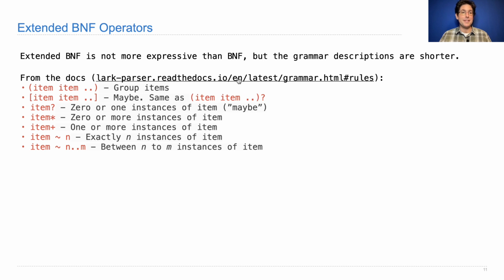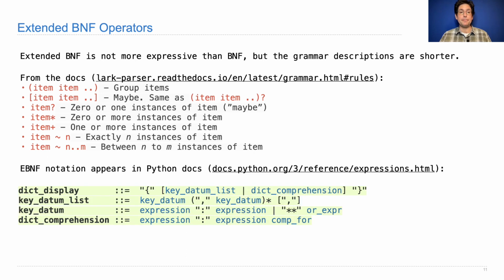You can read about the details, but it's possible to group items, which means then you could repeat them. It's possible to put items in brackets, which means that you either have them or you don't. And you can use some of the operators from regular expressions, but on symbols. 0 or 1 instances of a group or symbol, 0 or more, 1 or more, exactly n, n to m, just like a regular expression.